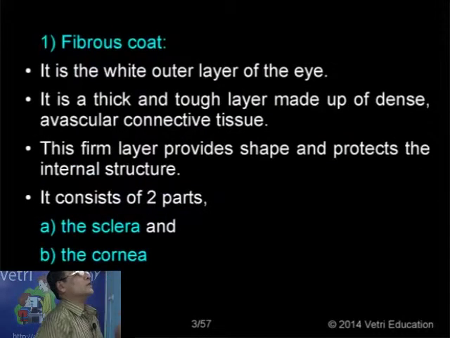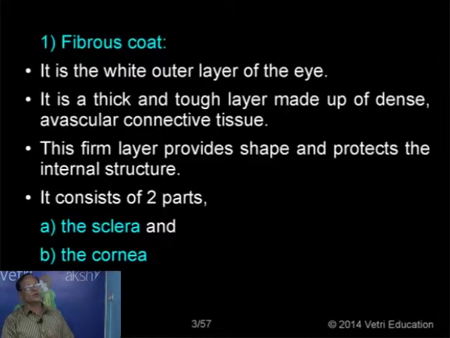Now let us discuss the various components of different layers of the eyeball. I'll take first the outer fibrous coat. It is normally white in color. It is the white layer of the eye, the outermost layer. Normally it is thick and tough and made up of a dense non-vascular, or avascular, connective tissue. What is its function? It is a very firm layer, very tough and thick. It provides shape to the eyeball as well as protecting the internal structure of the eye.